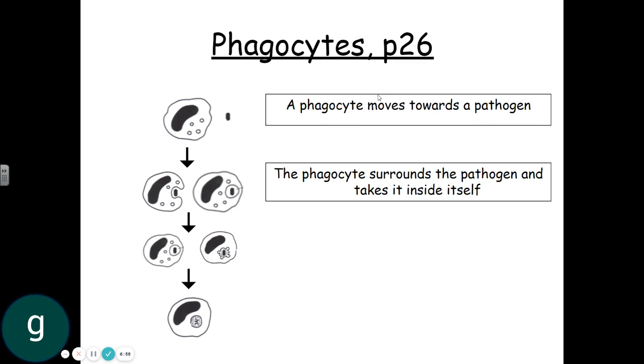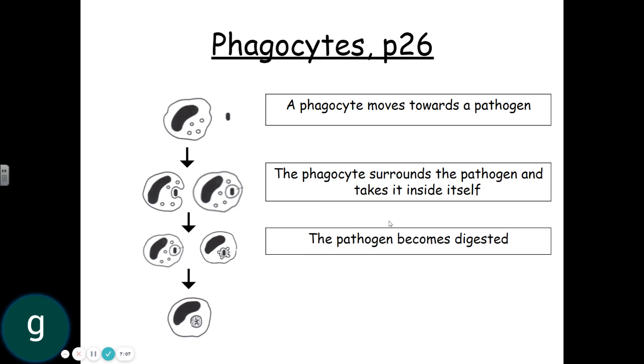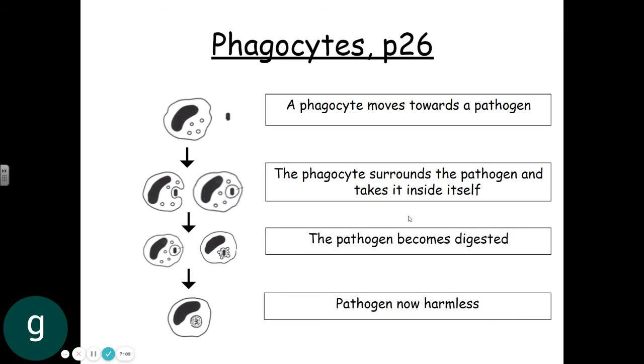So a phagocyte moves towards the pathogen. It surrounds the pathogen and takes it into itself. The pathogen becomes digested and is now harmless.